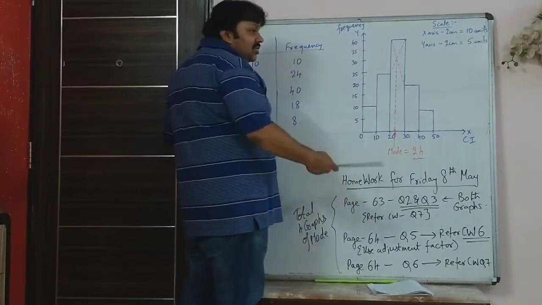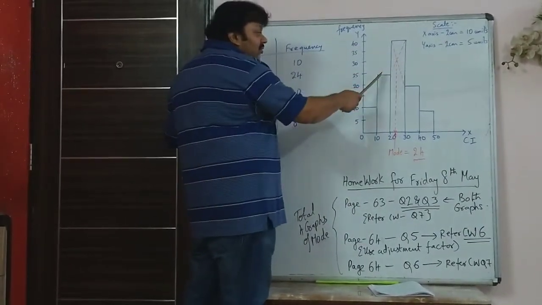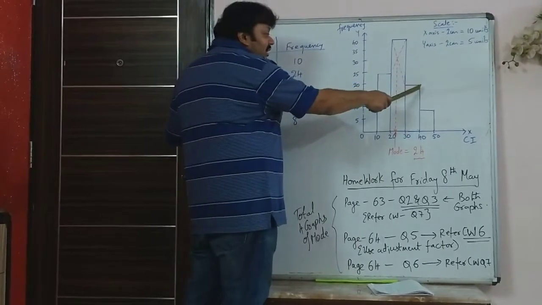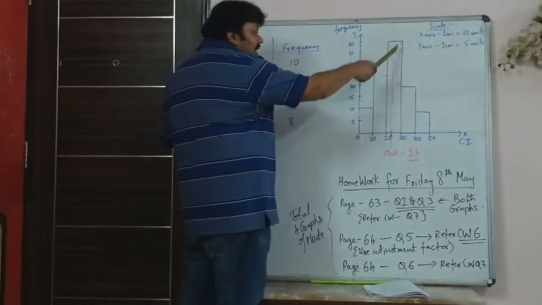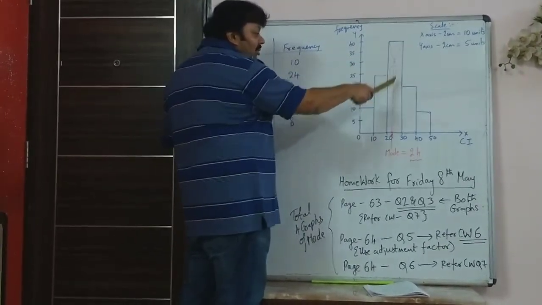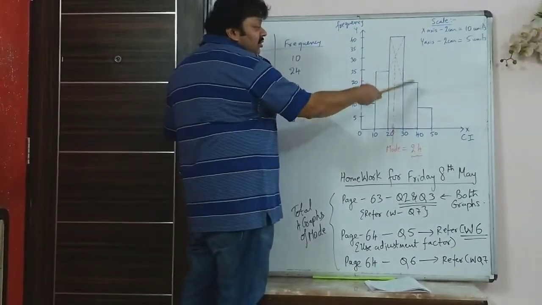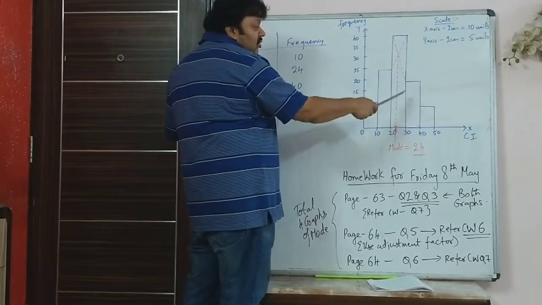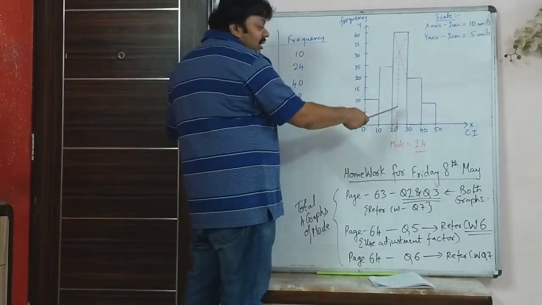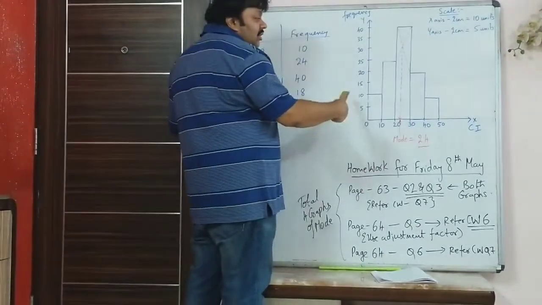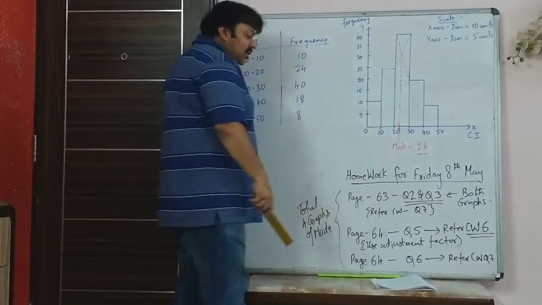I had previously also told you that if this class and the next class had the same frequency, then when you draw these lines, the mode will be perfectly at the center. But now since this has a greater frequency than the next class, that is why the mode will be a little less than 25 and not equal to 25.